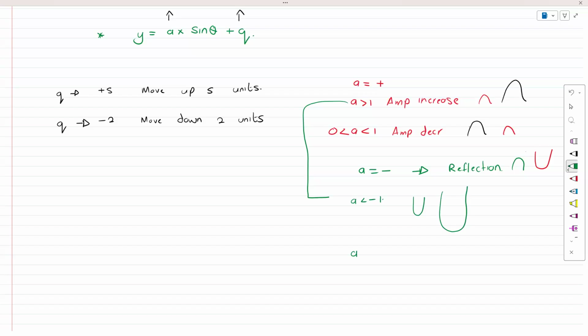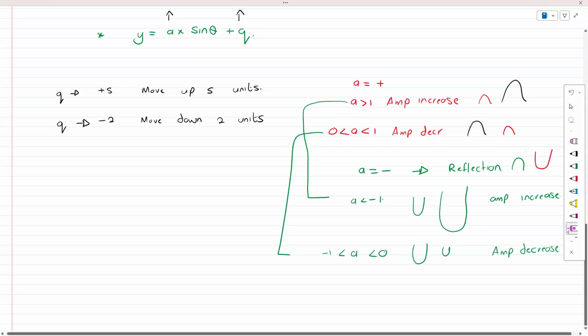And the same thing is when A is greater than -1 but less than 0. So basically it's like a negative fraction. This one and this one tie up together. So A was like that. Now it's going to get smaller. So the amplitude increases. And the amplitude decreases. Okay, so we can see that this part might be complicated at the start.